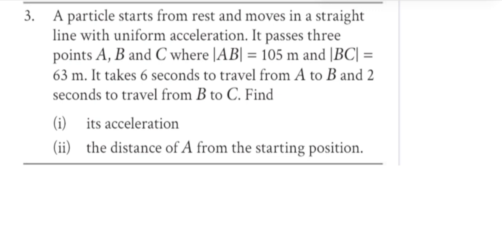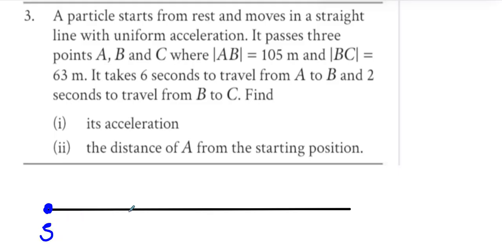Particle starts from rest and moves in a straight line with uniform acceleration. It passes 3 points A, B, and C. Now, so what happens is, does it start from rest? Okay, so we call this point the starting point, S.